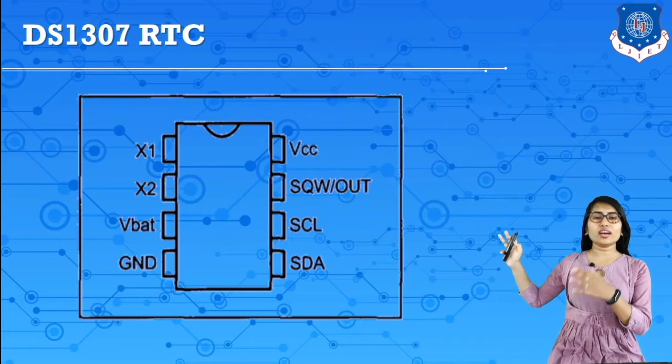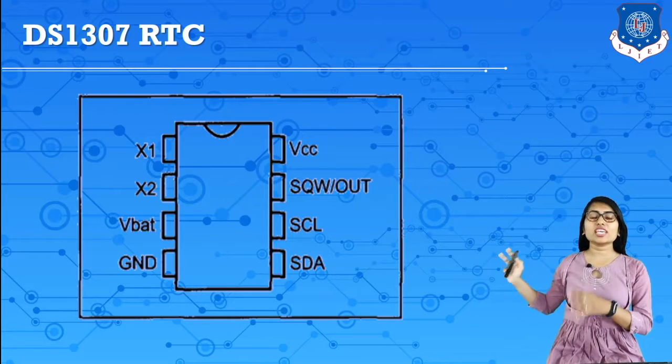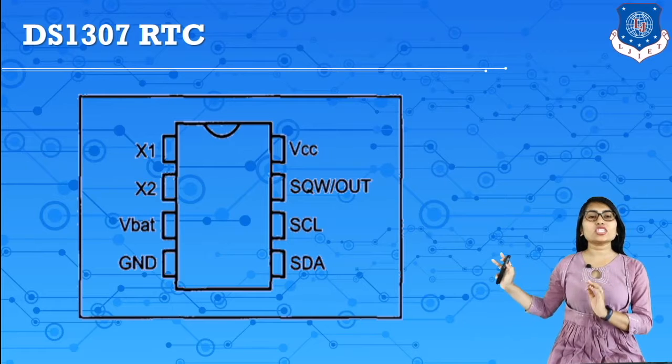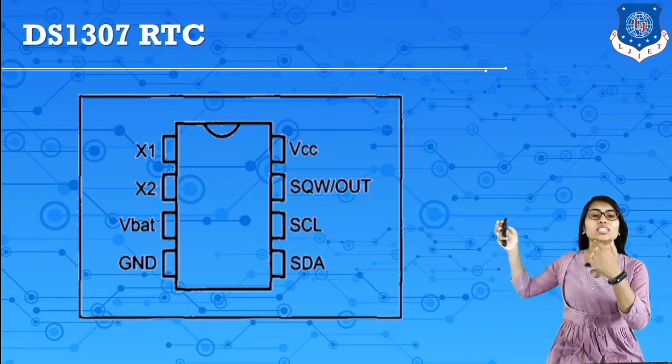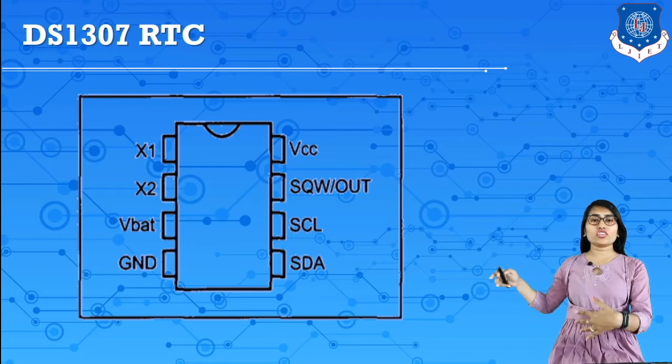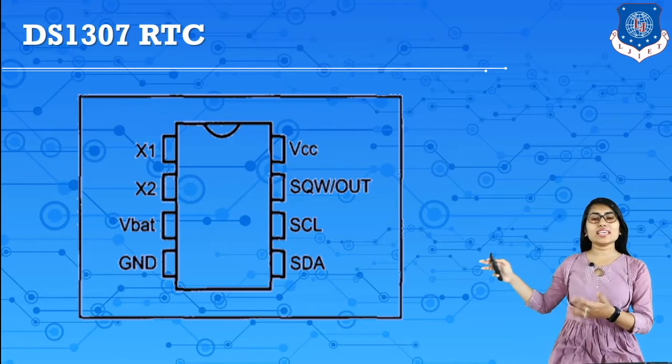This is the RTC DS1307. This is the basic pin diagram of the DS1307 RTC. It has a total of 8 pins: X1, X2, VBAT, ground, VCC, SQW/out, SCL, SDA.